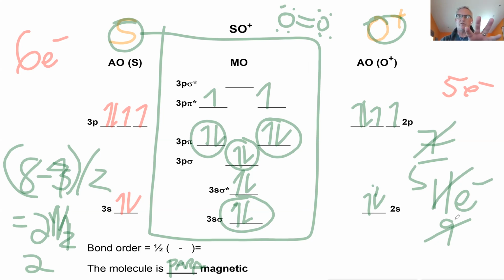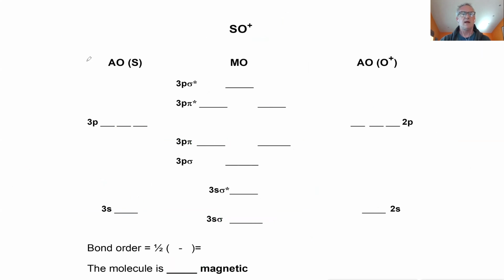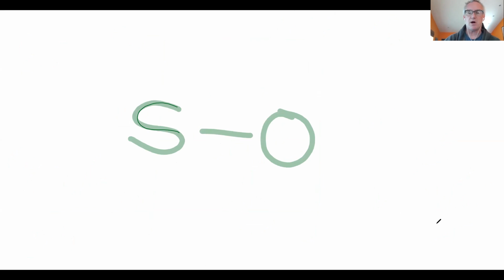So what I'd want to do now is draw the Lewis structure of SO plus and see if we can make sense of that bond order of 2.5. So what I'm going to do is clear this and just share a whiteboard. So let's just see if we can do this one. All right, so we're just doing SO plus. There's my sulfur, there's my oxygen, there's my bond.